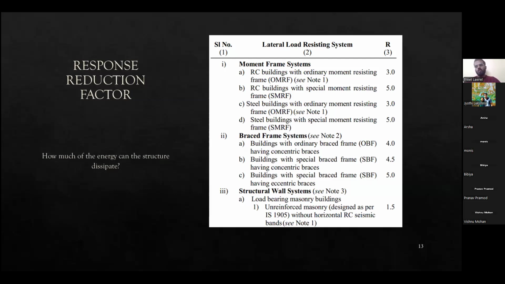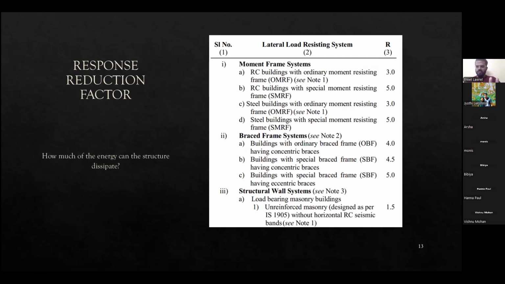So, when you have two buildings with the same sizes of columns and beams, you can detail one building as an ordinary building and the other building as a ductile building.